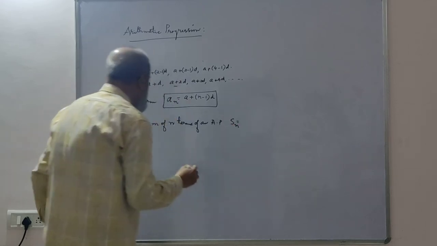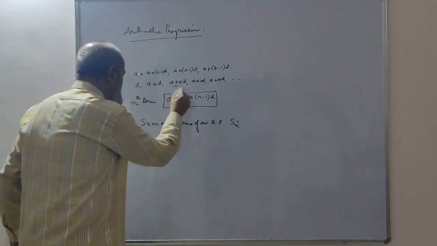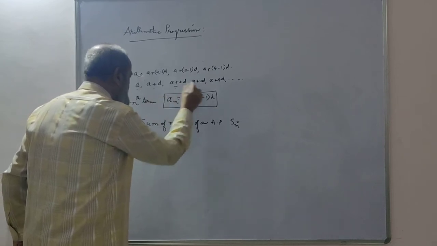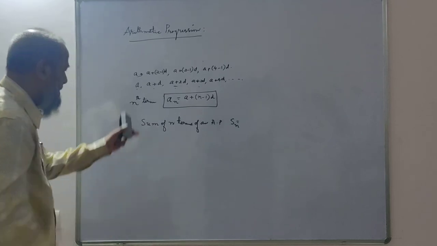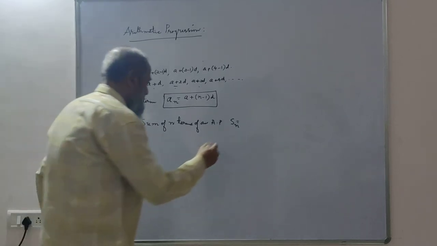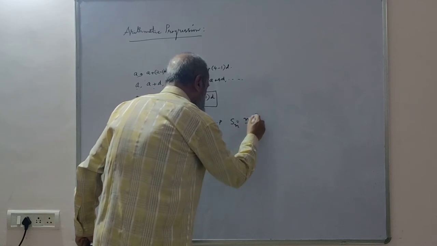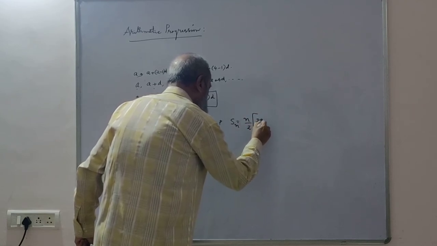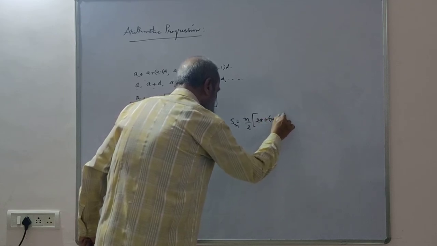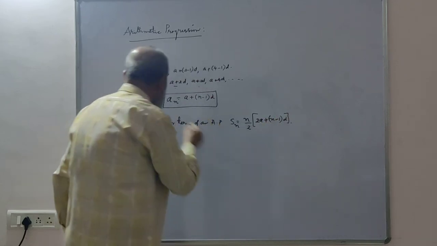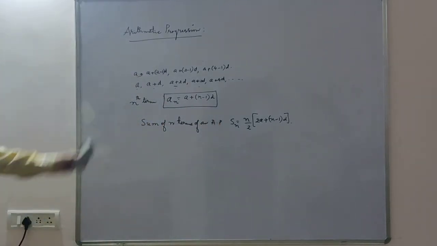Sum means, suppose I want to add four terms: 1, 2, 3, 4. I want to find out the sum of four terms. What will be the sum of four terms? Then we can do it by this formula: n by 2 into (2a plus (n minus 1) times d). These two formulae will be used in this arithmetic progression.